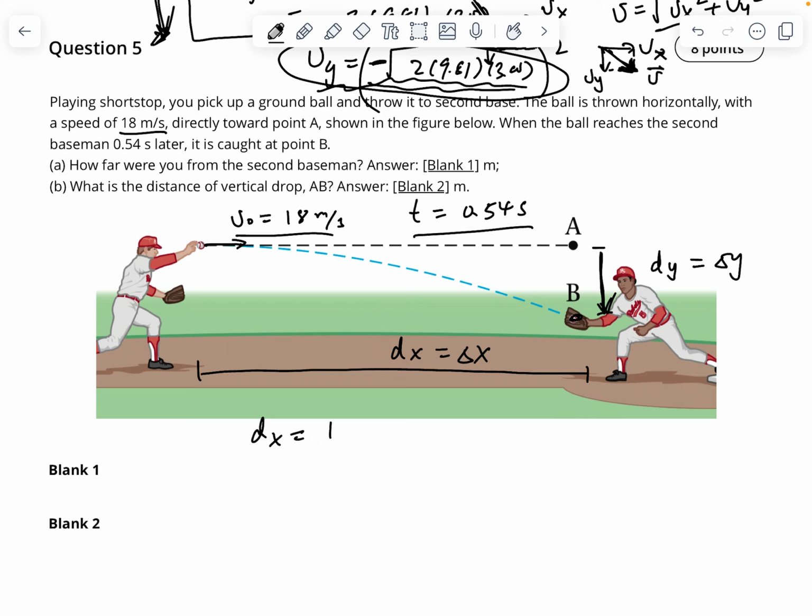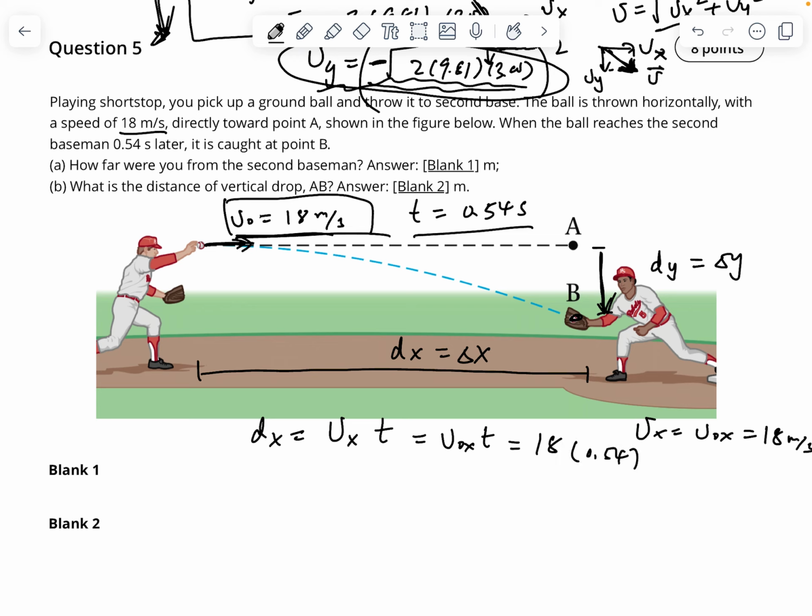Dx equals vx times time, and vx equals v naught x, which equals 18 meters per second. You see, this is the initial velocity, and you only have a horizontal direction. So this equals v naught x times t, equals 18 times t, where t is 0.54. This is the horizontal displacement.